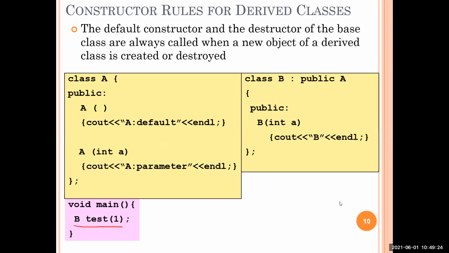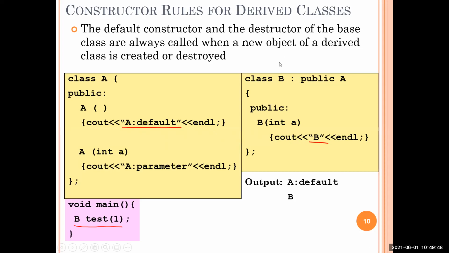Okay, let me just see the responses. A default and one. Yeah, okay. So I think almost every one of you responded correctly that first A default is printed. So first we see A default and then B is printed. So the output would be A default and then B, right?